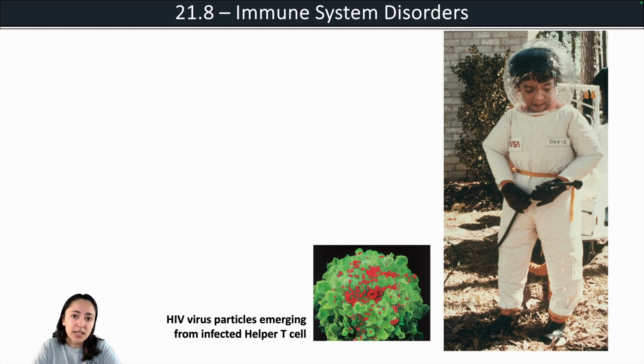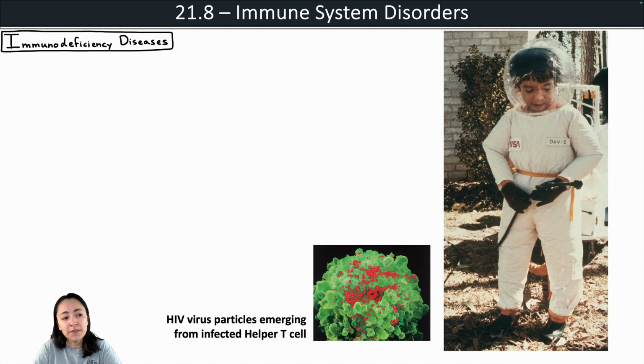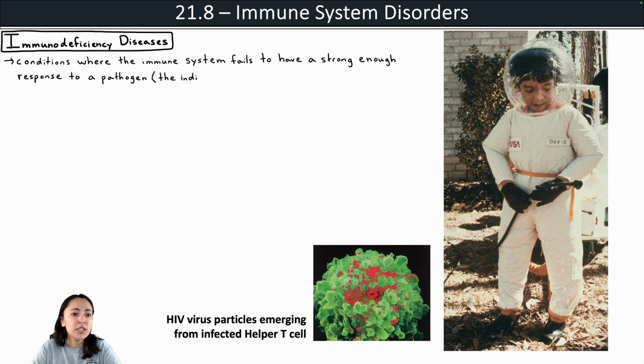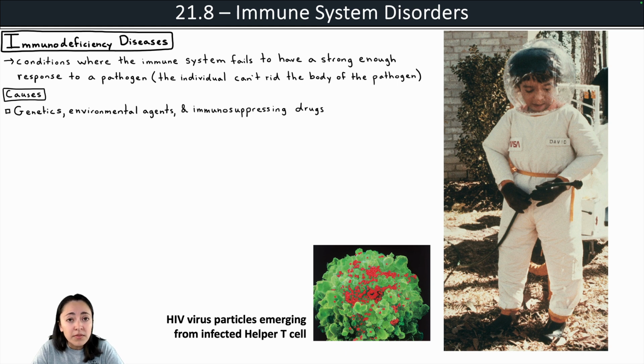And then finally, let's look at what we call immunodeficiency diseases. These are conditions where the immune system fails to have a strong enough response to a pathogen, and therefore the individual cannot rid the body of those pathogens. Some causes of the development of immunodeficiency diseases include genetics, so you might be born with some type of genetic defect, environmental agents, as well as immunosuppressing drugs. Some environmental agents that can cause immunodeficiency diseases include certain viruses.